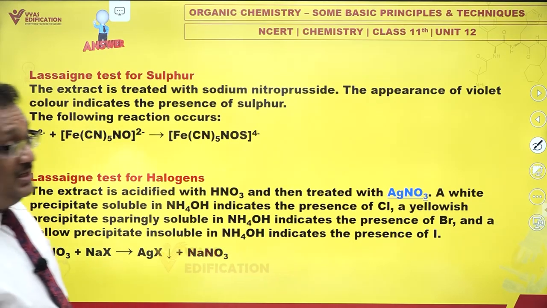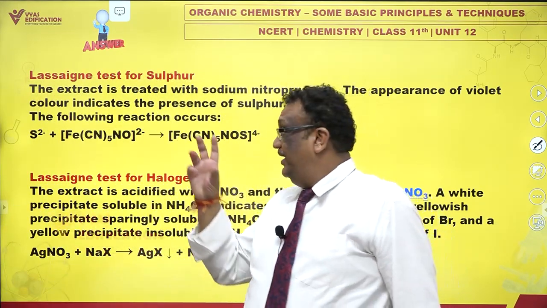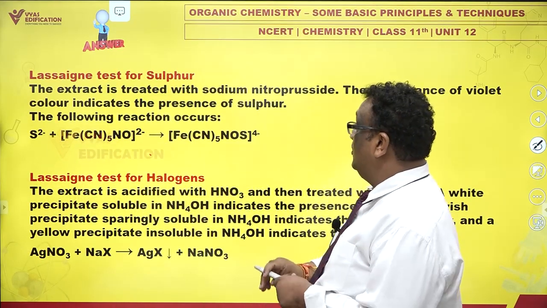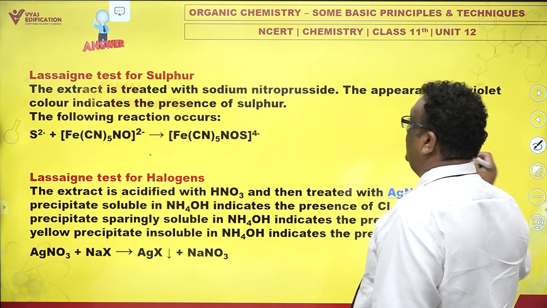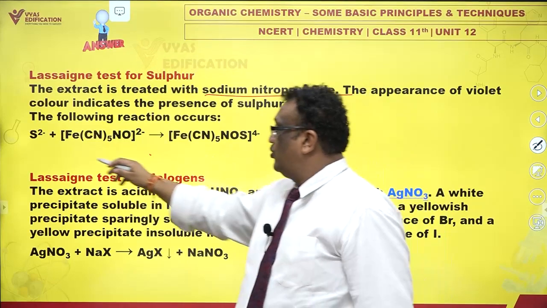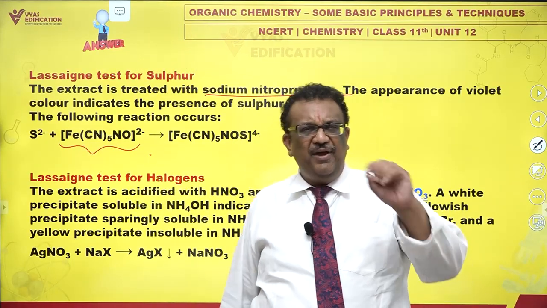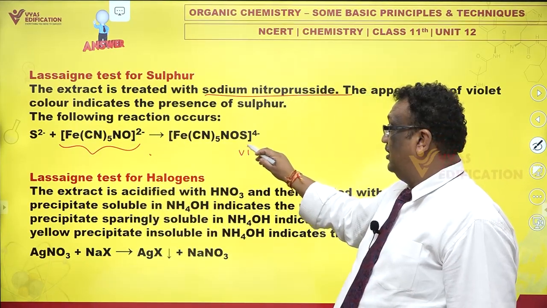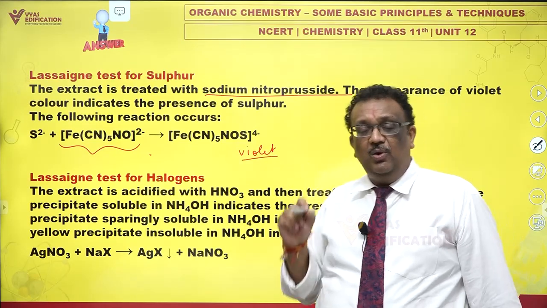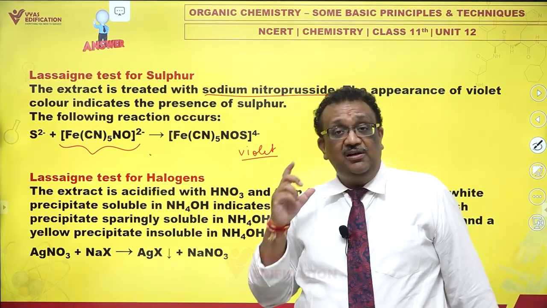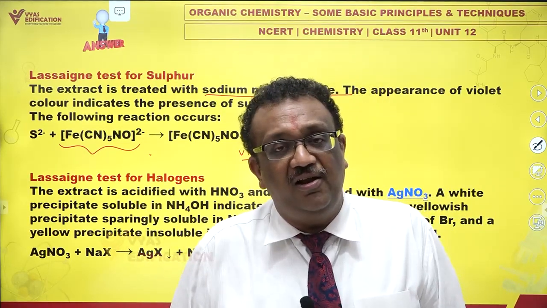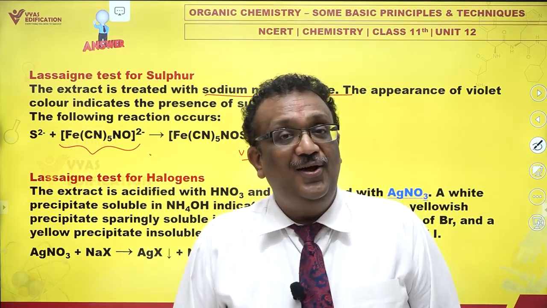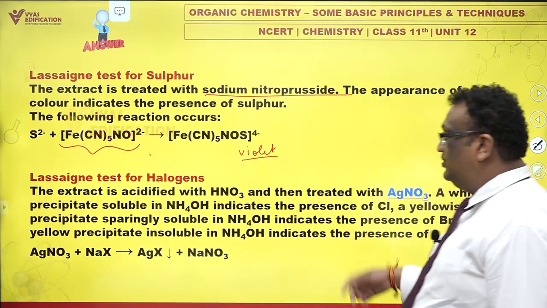What about sulfur? Sulfur would be forming sulfide ions. Sulfide ions can be tested with sodium nitroprusside. And what is sodium nitroprusside? This is nitroprusside ion. It's a faint brownish yellowish solution. If you add sulfide to this, suddenly it becomes violet coloration. Even if a very small quantity of sulfides is present, it's still a very clear, distinct test. A very distinct violet coloration confirms that sulfide is present, which confirms the presence of sulfur in the original organic compound.